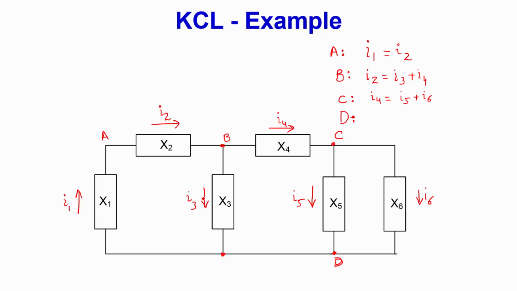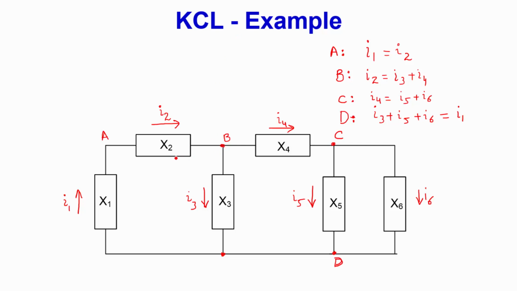And lastly, for node D, you can see that node D has 4 elements connected to it. I3, I5 and I6, all of these are entering this node. I3 plus I5 plus I6 is equal to, and the leaving current is only a single current, which is I1. So that is how we can write the KCL equations for each of the nodes.